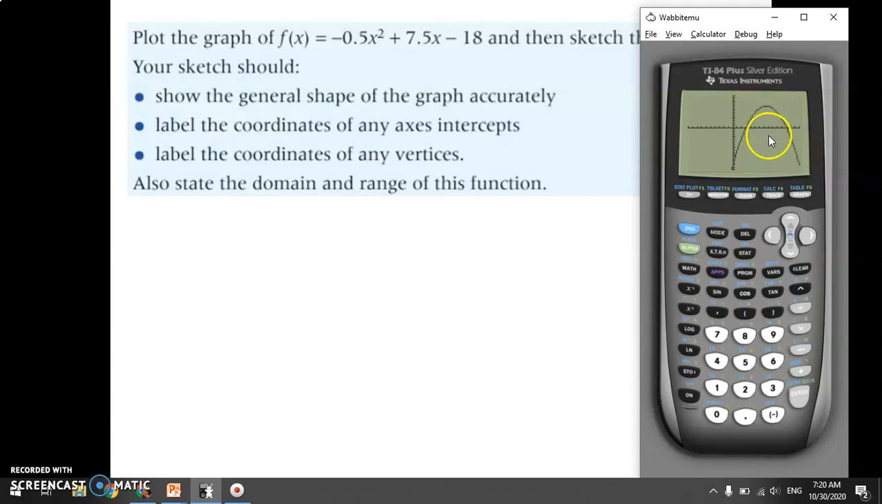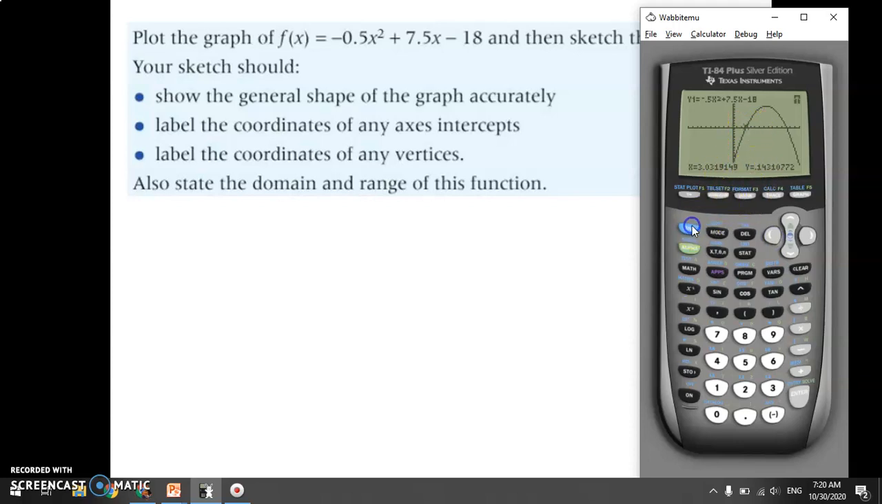Great. Now how do we find the points? How do we find the x-intercepts? Let's begin with those. They are right here. So one way to do that is to hit trace. Trace puts a cursor on your graph and gives you the coordinates as you move it. However, we can't quite find the intercepts. See, here it's a little bit off.